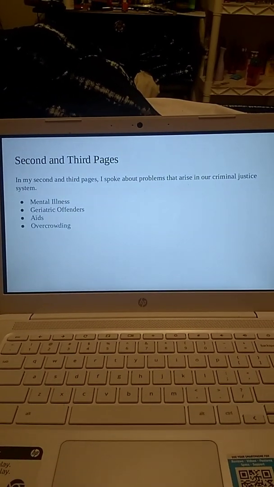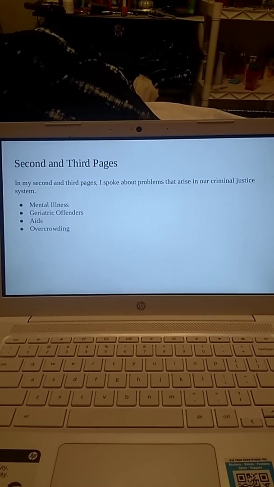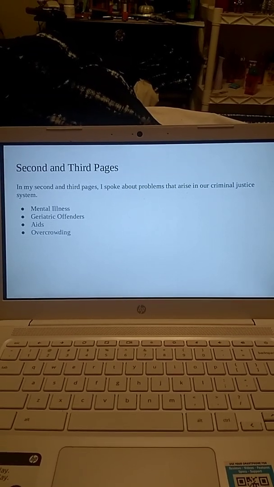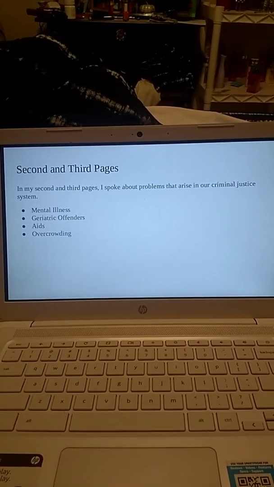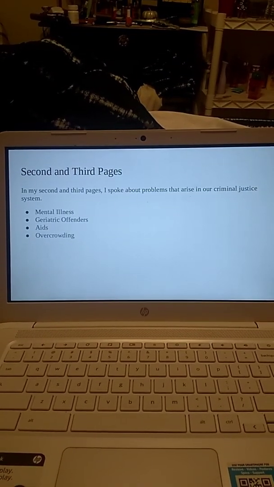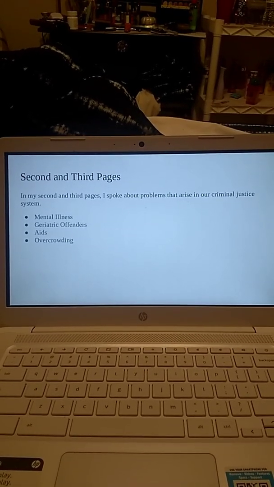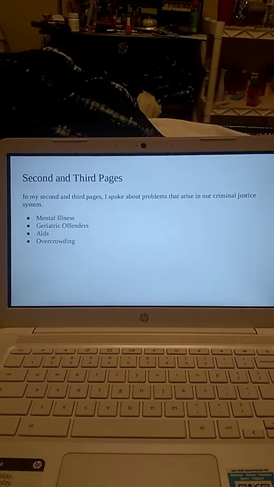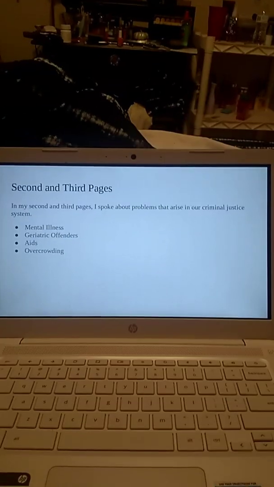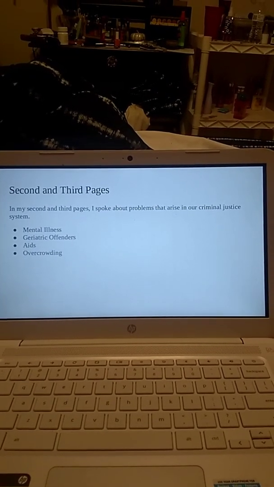In my second and third pages, I spoke about problems that arise in our criminal justice system. Though there are many problems, here are some of the examples: mental illness, geriatric offenders, AIDS, and overcrowding. Mental illness is not a problem in terms of being something that is wrong, but a problem because of how many mentally ill people are in prison, and how prisons do not have the proper means to care for them. Geriatric offenders are a problem for the system because, similarly to mental illness prisoners, the system does not have the ability to provide them with proper care.